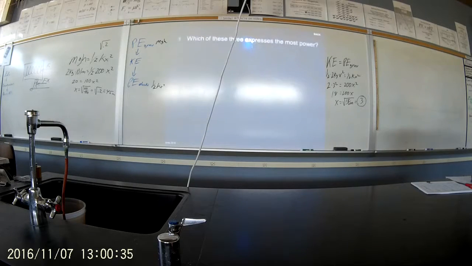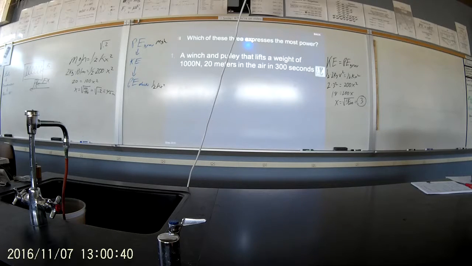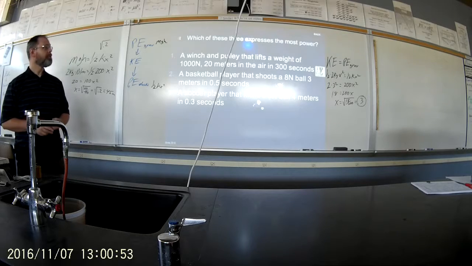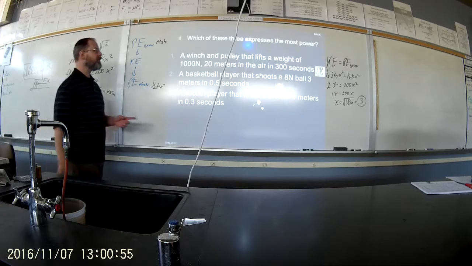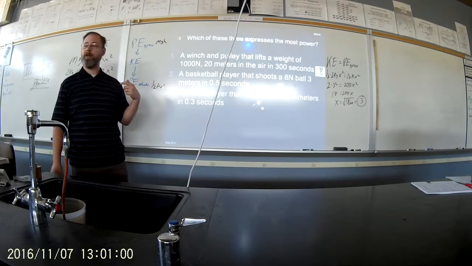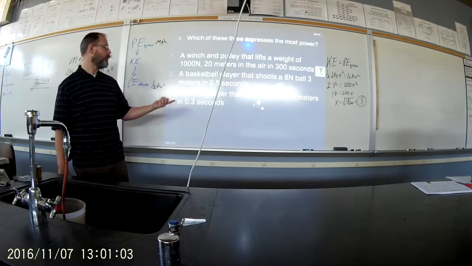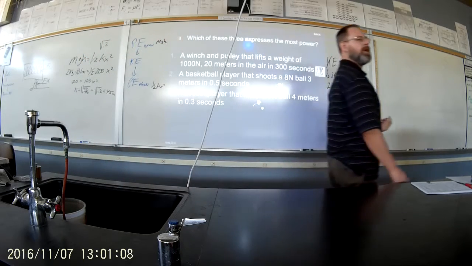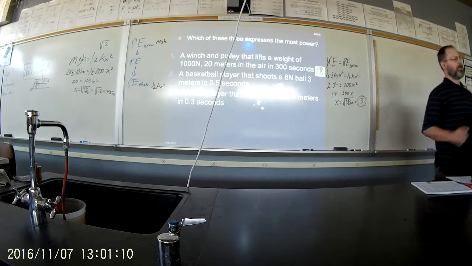All right, moving on. On your own, I'm going to give you 3 scenarios. Tell me which of these exerts the most power. A winch that pulls a weight of 1,000 newtons, 20 meters in 300 seconds. A basketball player that shoots an 8-Newton ball straight up 3 meters in half a second. Or a soccer player that kicks a 6-Newton ball 4 meters in 0.3 seconds. Which one has the most power?